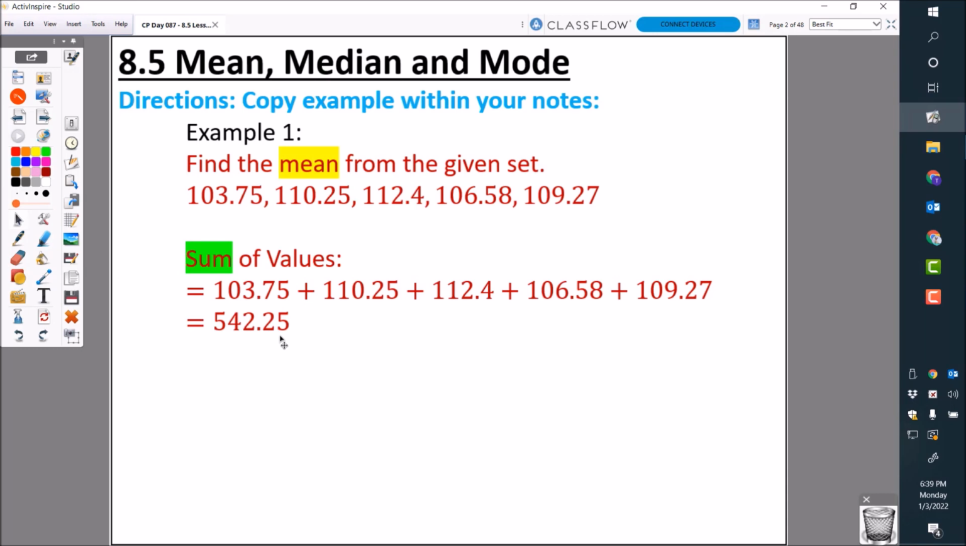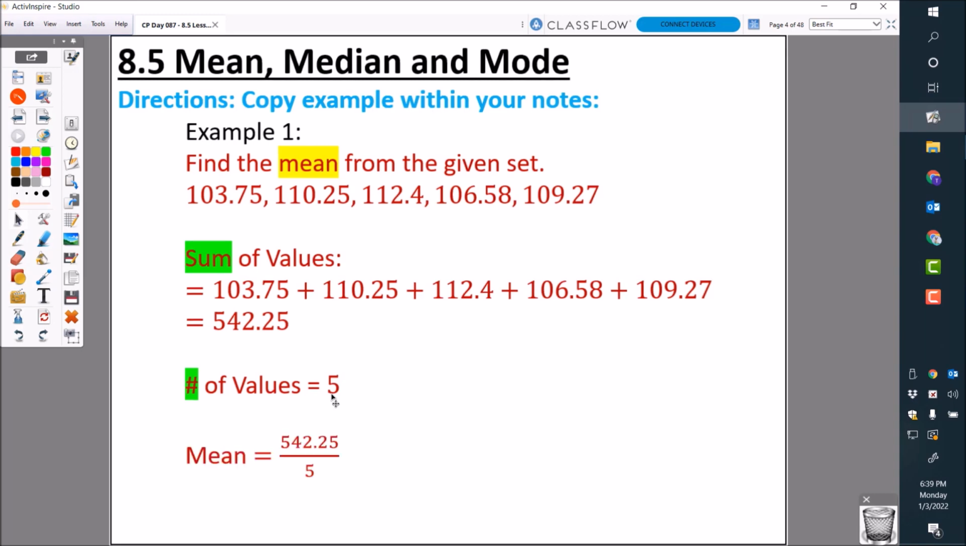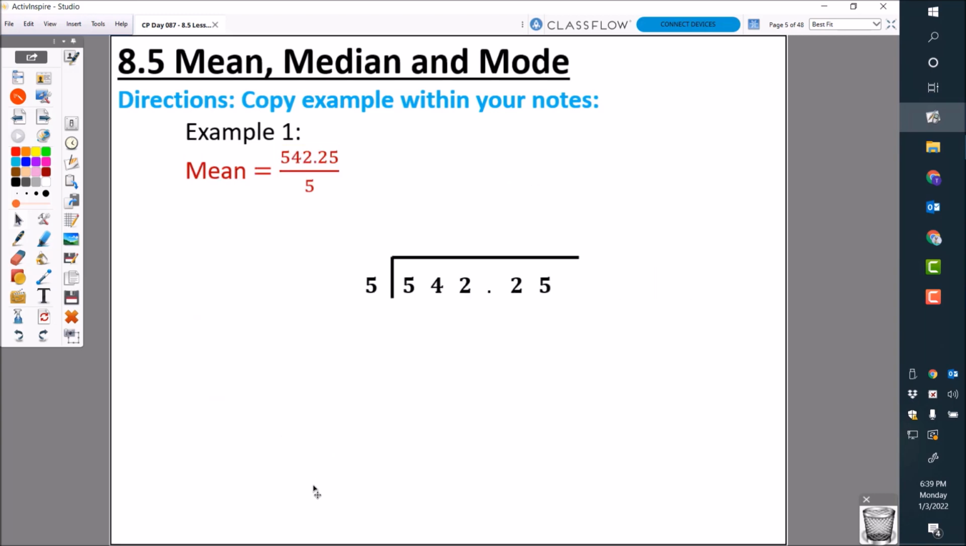Next, as I noted before, we're going to have 5 numbers from this set. So number of values is 5. So once you find the sum and number of values, you can set it up in order to find our mean. So mean will equal 542.25 divided by 5. Now, if you do have a calculator, you can just simply calculate it right away. However, if you're going to do this by hand, you do need to set up for long division. So this is what it looks like for long division.